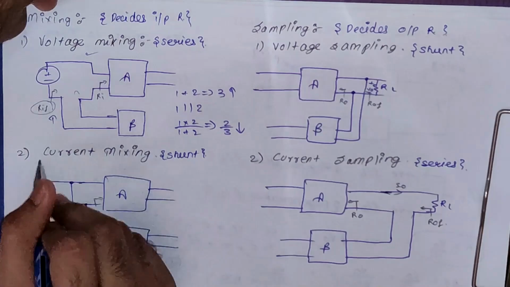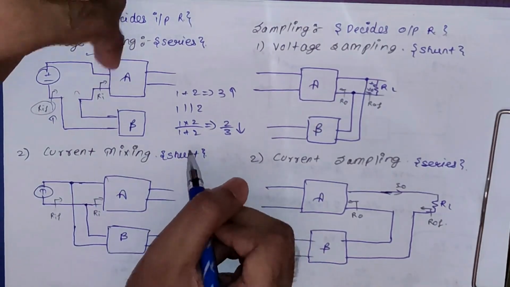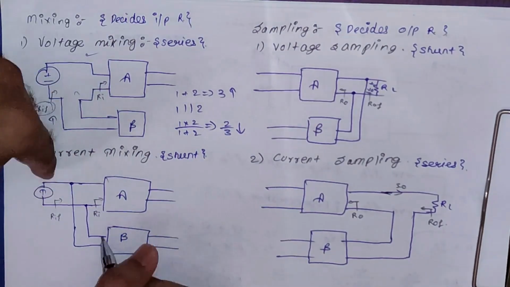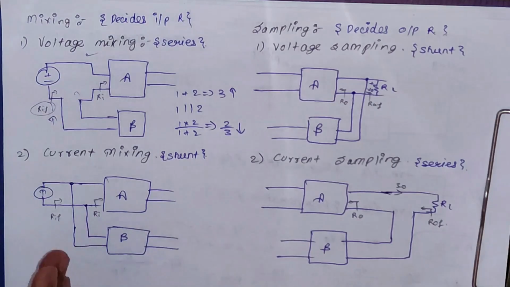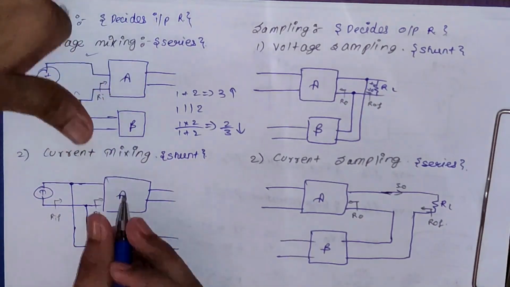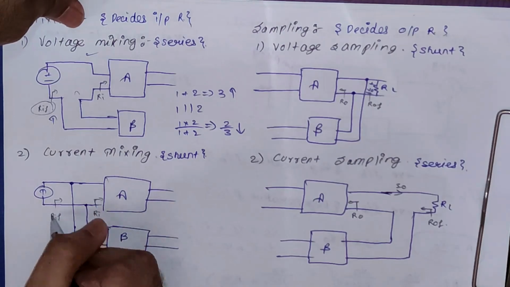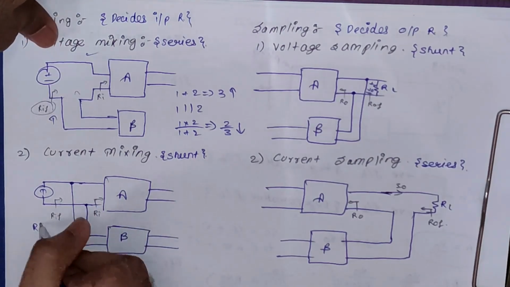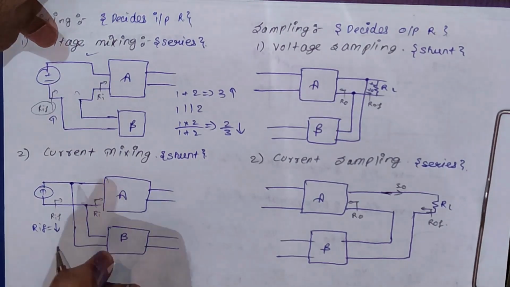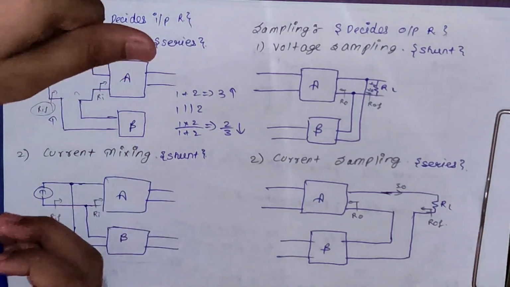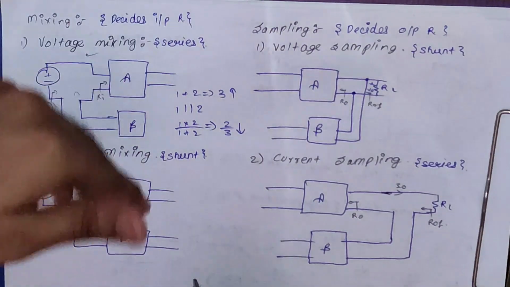So here we can see in current mixing, it is also called shunt mixing, because the output of this feedback factor we are giving in shunt. Okay, so you can see here this is our input resistance and this is our complete input resistance. So you can see here the input resistance is going to decrease, right? Because we are adding a shunt here. So here you can see the resistance is going to decrease.